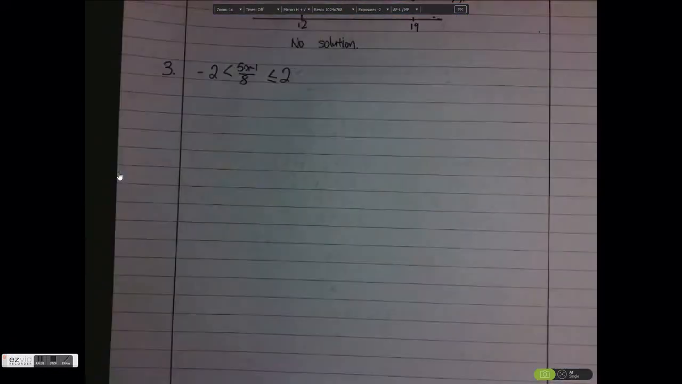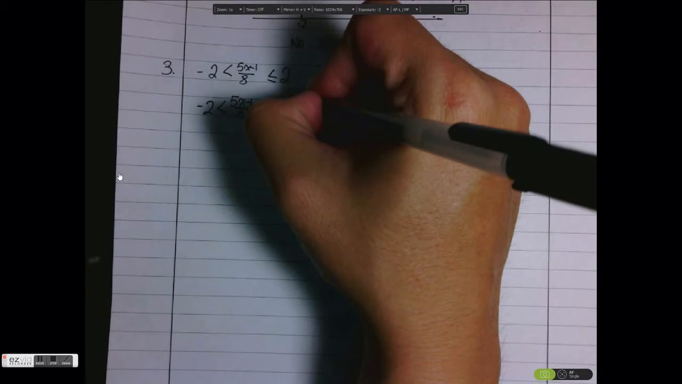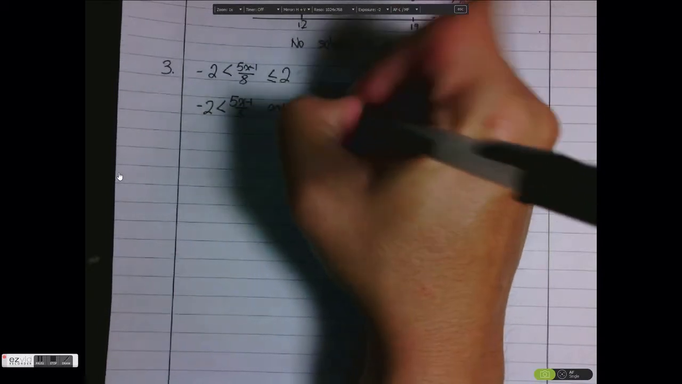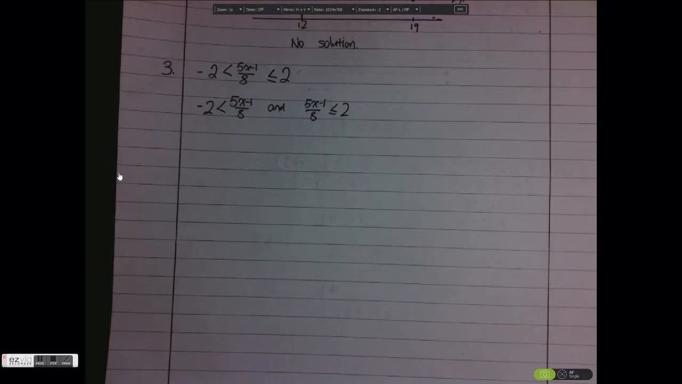Now we move on to question 3. Okay, question 3 is to find the integer values that will satisfy these inequalities, where we get 5x minus 1 over 8 is greater than negative 2 and is lesser than or equals to 2. Okay, similar to what we just did in question 2D, we first separate it out into two inequalities. Alright, so now we have these two inequalities ready.